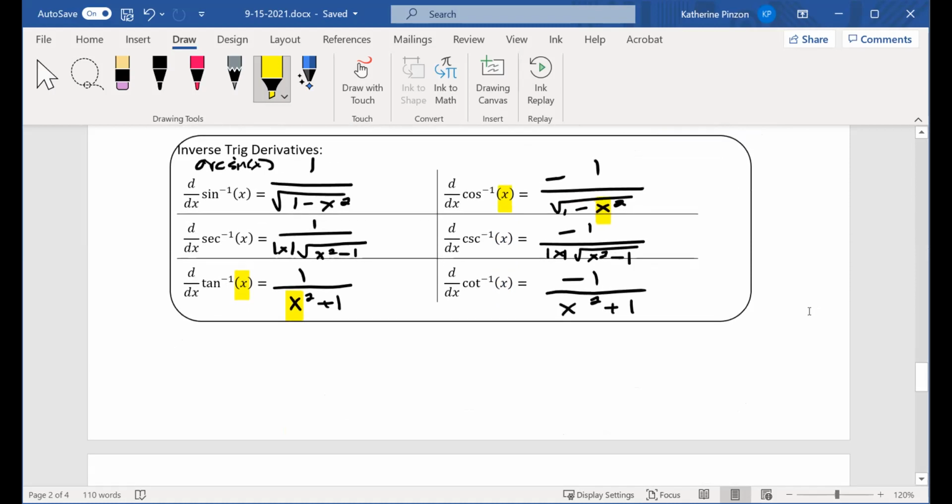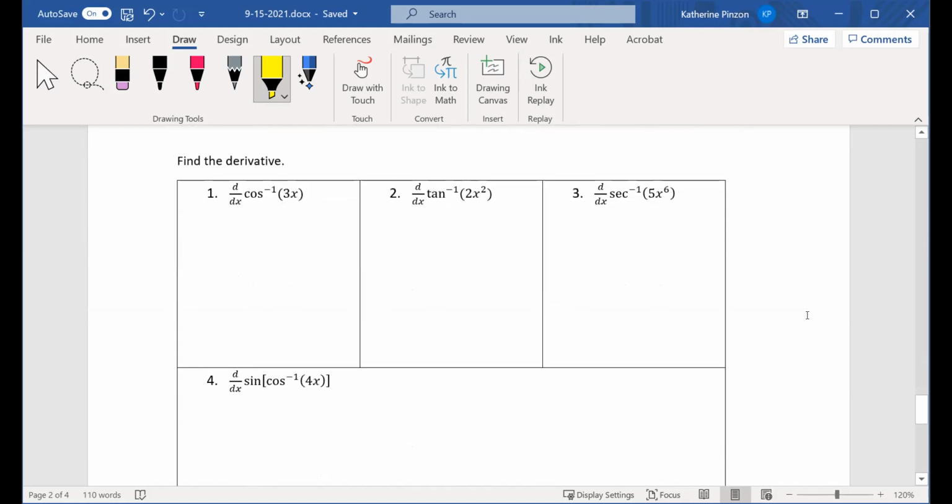Okay, so let's try to practice using these rules. So we're going to be flipping back and forth a bunch to use these rules. Okay, so we're going to start by taking the derivative of cosine inverse of 3x. So the derivative of cosine inverse of 3x.